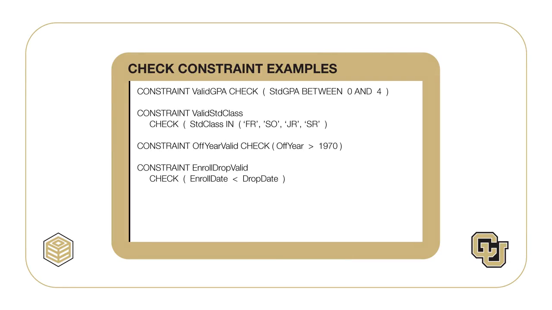Check constraints with the check keyword define conditions that columns must satisfy. Conditions typically involve a column name, a relational operator such as greater than, and a constant or another column name. If more than one column name appears in a check constraint, all columns must be from the table defined in the create table statement.